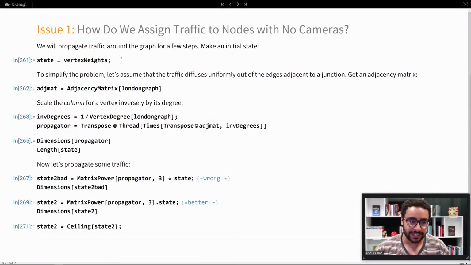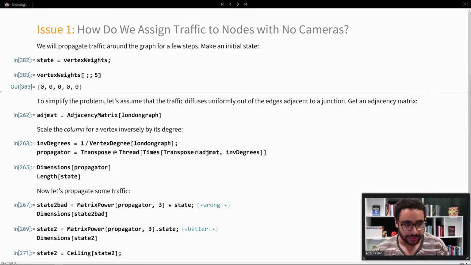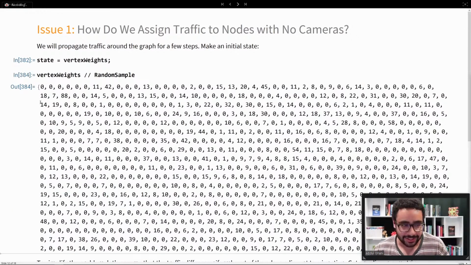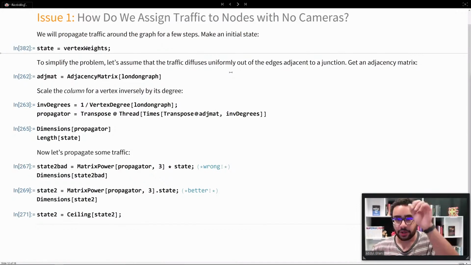We're going to start with an initial state, which is a list of our vertex weights. So let's just take the first 5 to see what it looks like. Okay, well, a lot of those are 0, right? But some of them won't be. Some of our vertices have weights. Okay, this looks more like it. So there you go. Our initial state in our simulation that we're about to do is that each vertex, each node has some cars that are there.